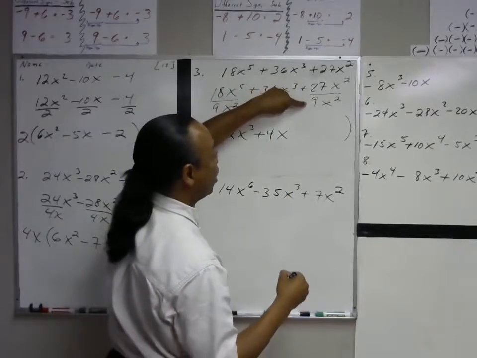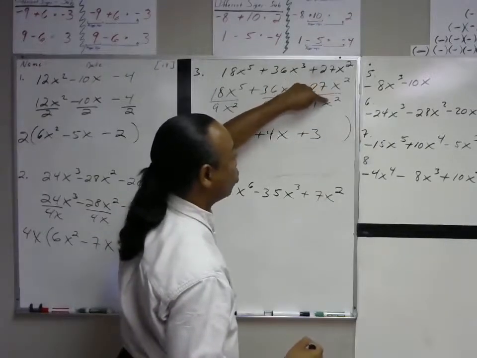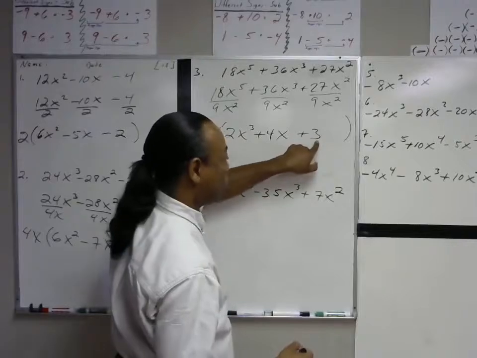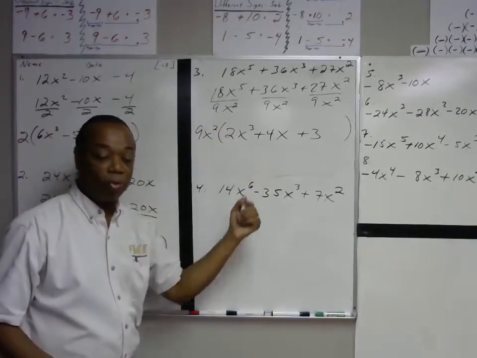27 divided by 9 leaves us with 3. And x squared divided by x squared is 1. And 1 times 3 is still 3. And this is what the problem was before this was distributed.